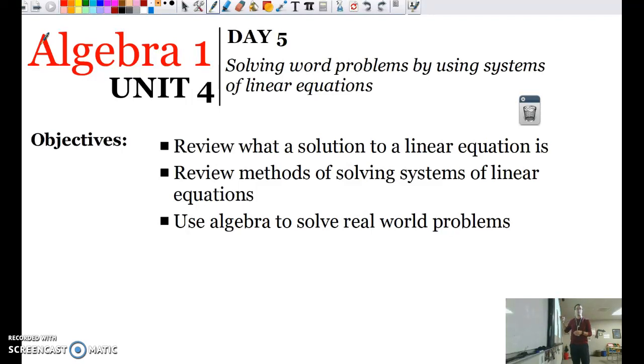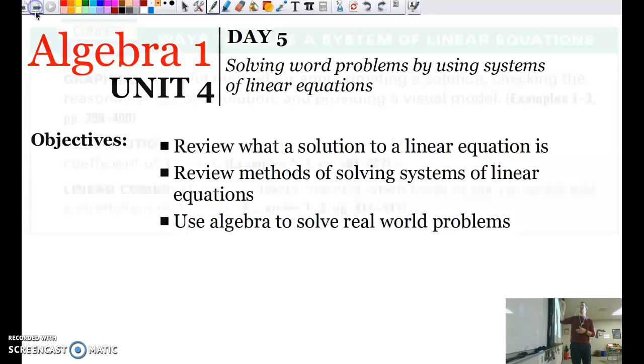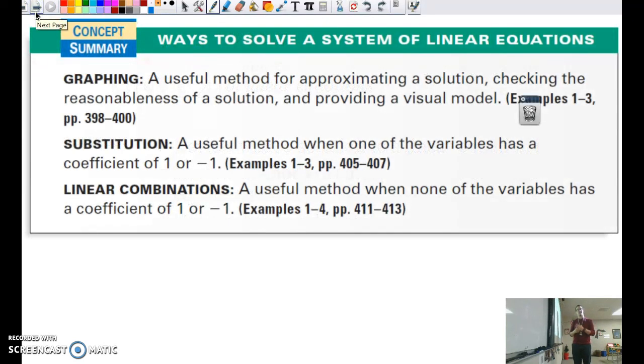You can see what our goals are for today. We're going to use solving systems of linear equations to actually answer questions about the real world and do some word problems today. Remember that there are three methods to solve systems of linear equations. We have graphing, substitution, and elimination.